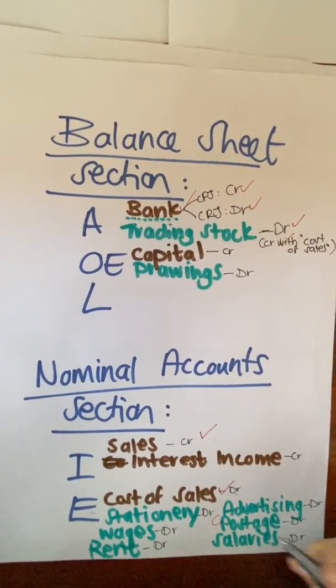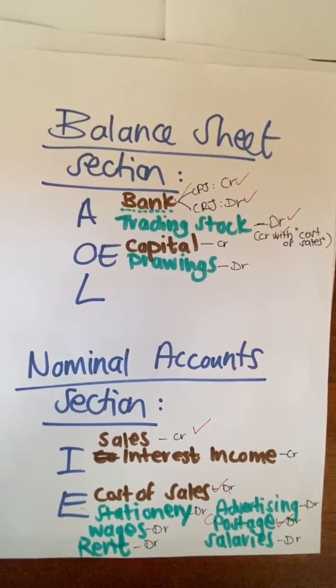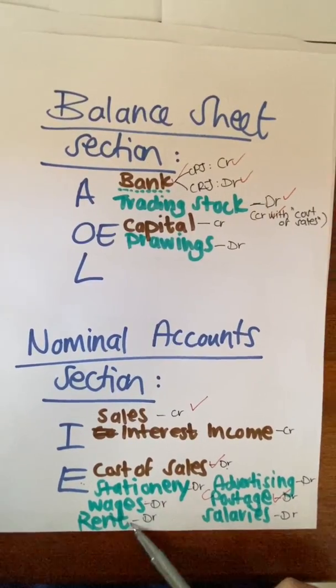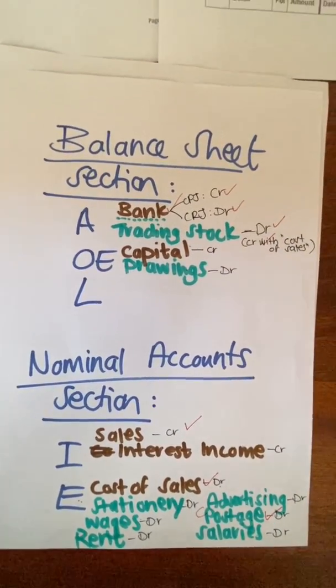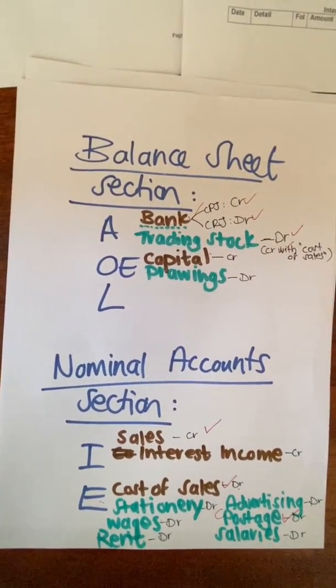So now we have posted the postage account to the general ledger. We're done with that. You need to do each of these accounts here: stationery, wages, rent, salaries, advertising, interest income, capital, and drawings. Once you have done all of those, your general ledger is finished, and then you move on to the trial balance.